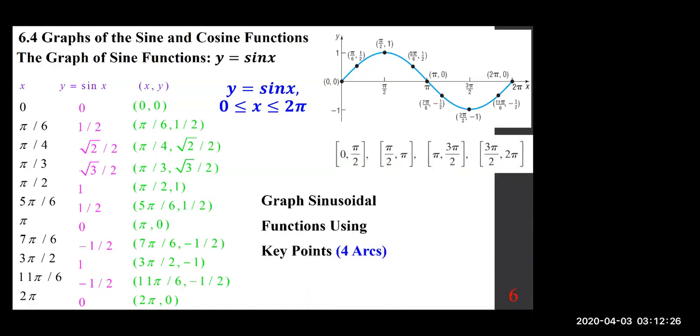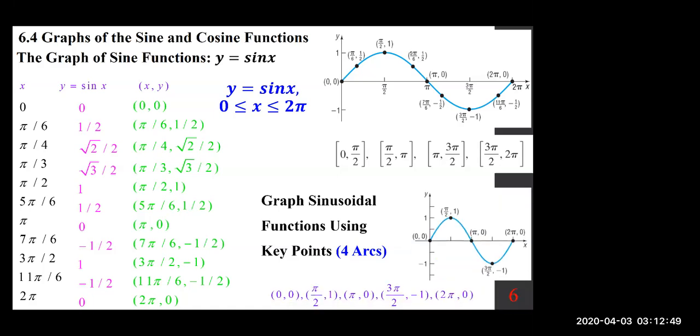Now, here's one easy way to graph any sinusoidal function, whether it's sine or cosine makes no difference. The process is very simple. You come up with the key points for 4 arcs. I want to make sure everybody understands what we mean by those arcs. So take a look at this one. From 0 to 2 pi, we cut it into 4 equal pieces. This is one arc.